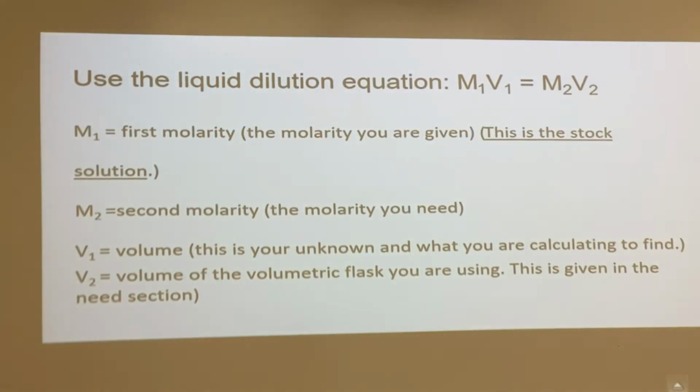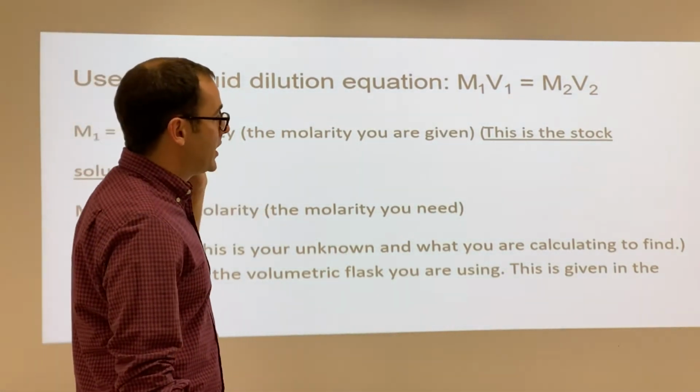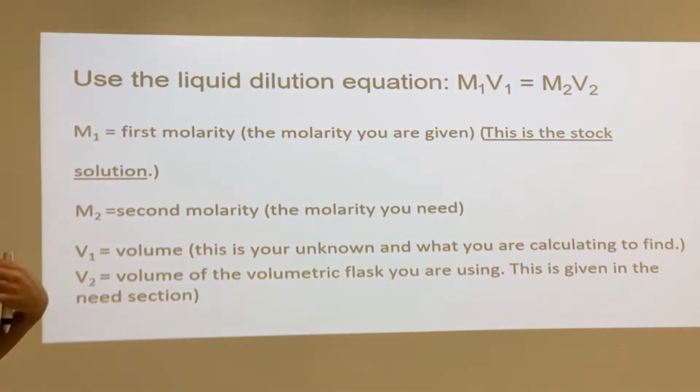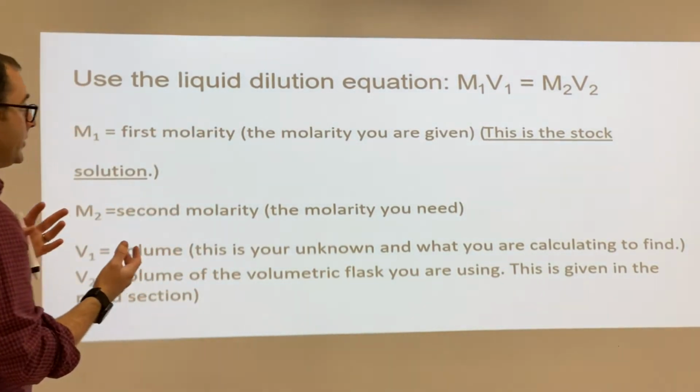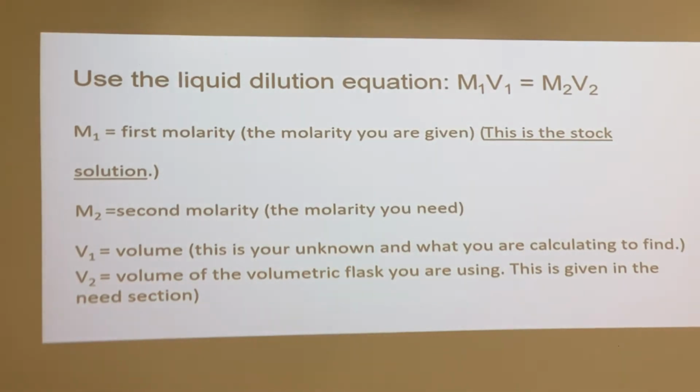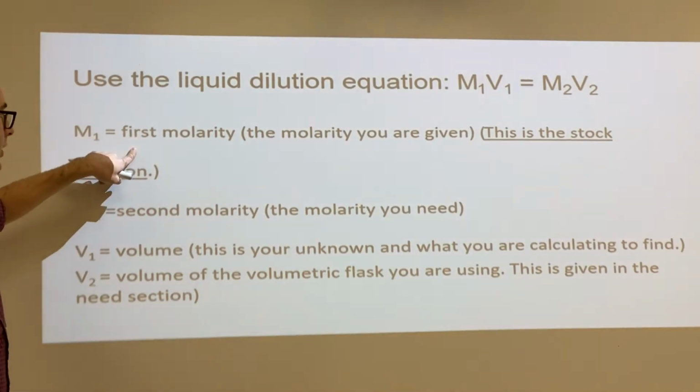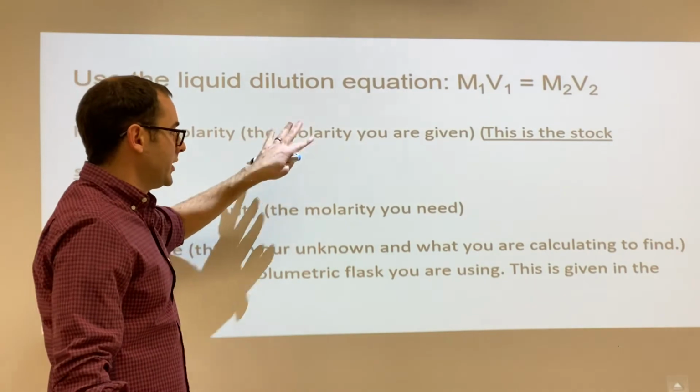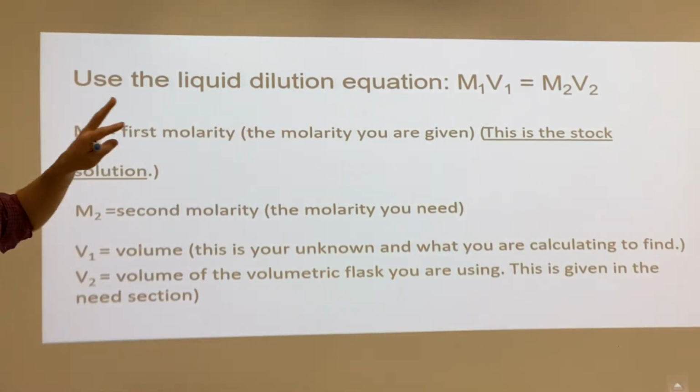All right, so use the liquid dilution equation. So we have a new equation, all right? M1 times V1 equals M2 times V2, all right? And for this, the M's stand for molarity, and the V's stand for the volumes, all right? The 1s are what you're starting out with, and then the 2s are what you're going to end up with. So M1 is the first molarity. This is the molarity that you're given, which is also called the stock solution.